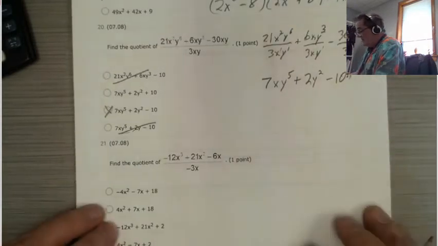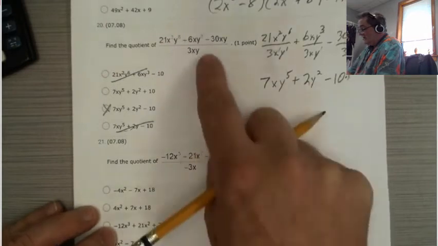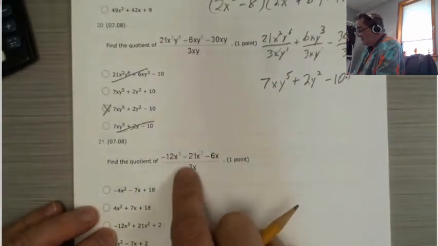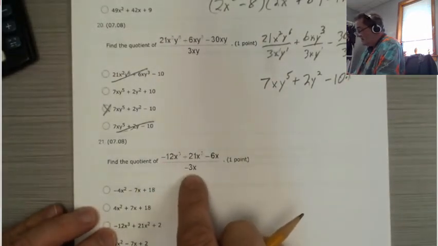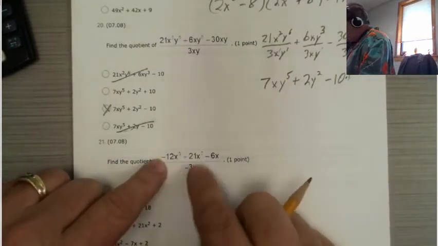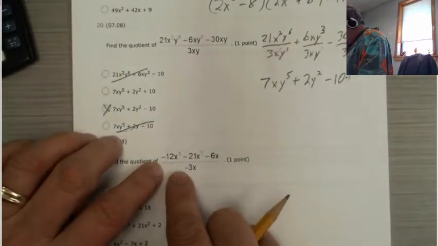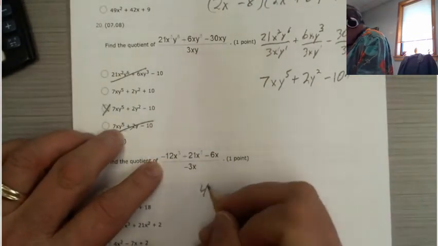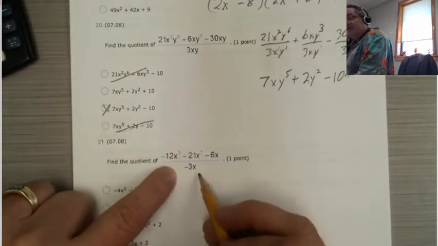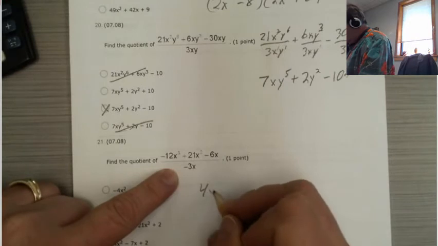Okay, here's another one, just like the last one, except we've got some different numbers. We've got a negative 3x on the bottom, and we have some different things. So let's do this without breaking it out, but it's going to work exactly the same. Negative 12 divided by negative 3 is a positive 4. But in the x, x to the third divided by x, we subtract 3 minus 1, x squared.